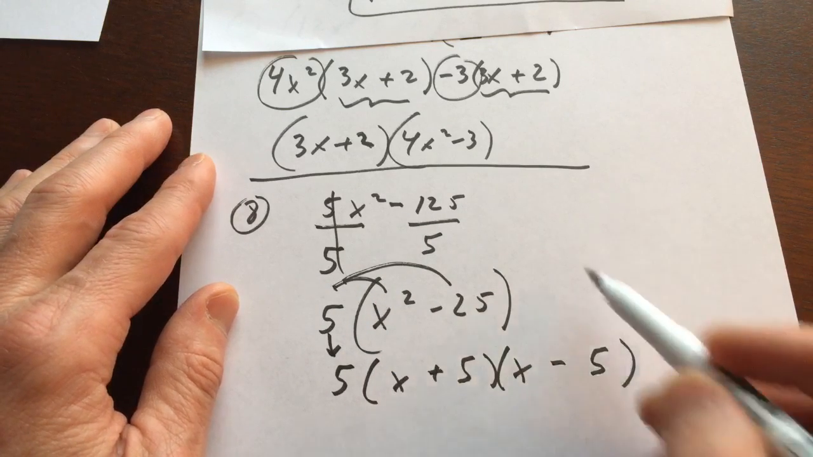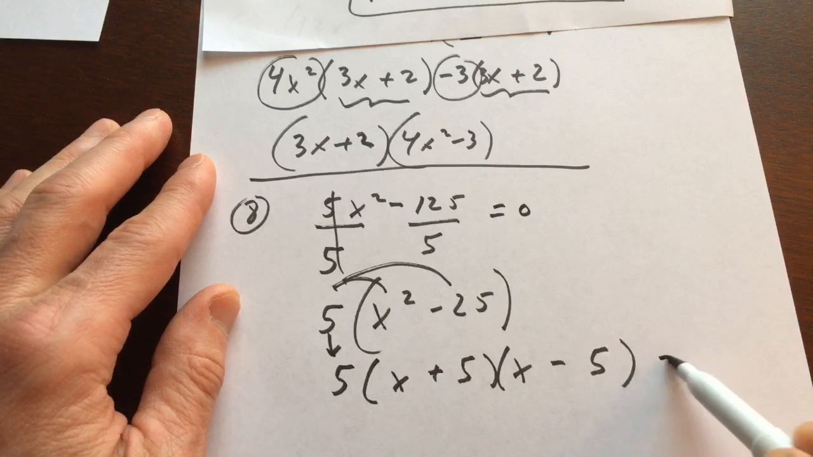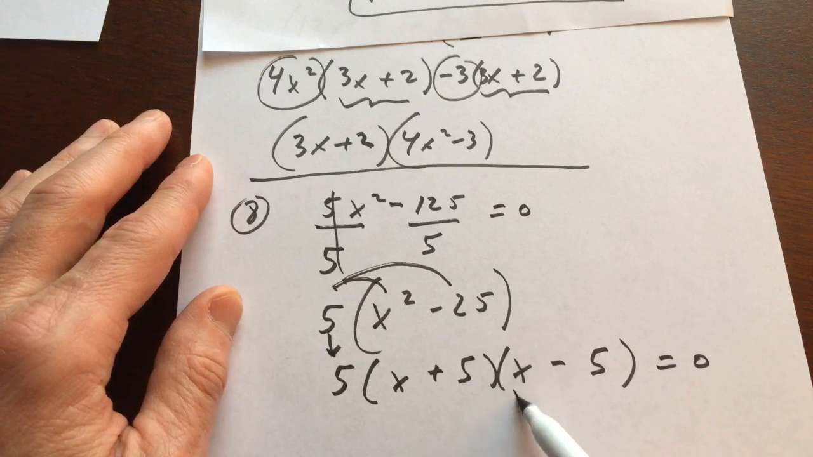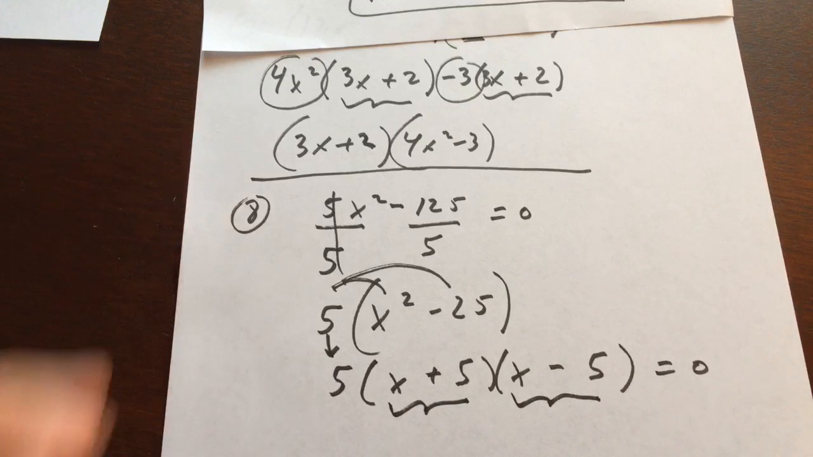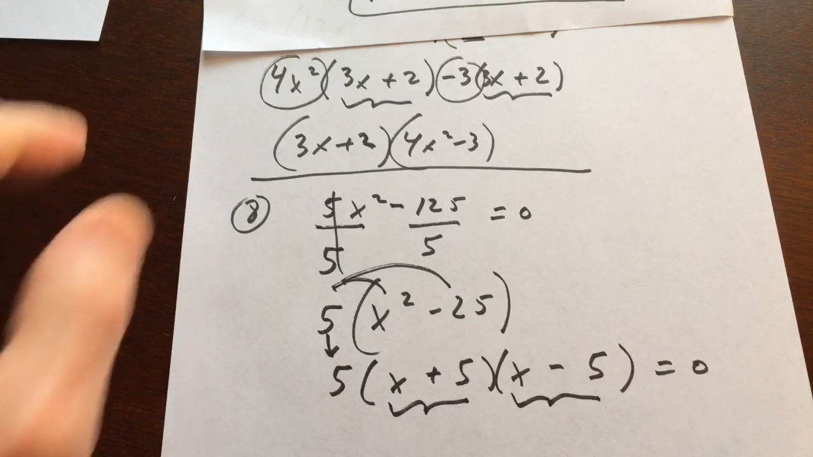Now remember, if this was an equation, like if this was equal to 0, then we would take it one step further and we would set each factor, each group, equal to 0 and solve. But for right now, we're just factoring.